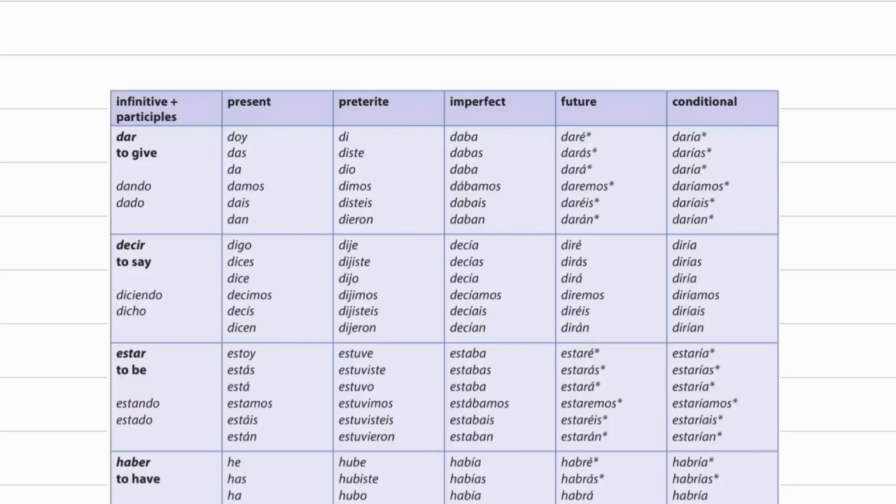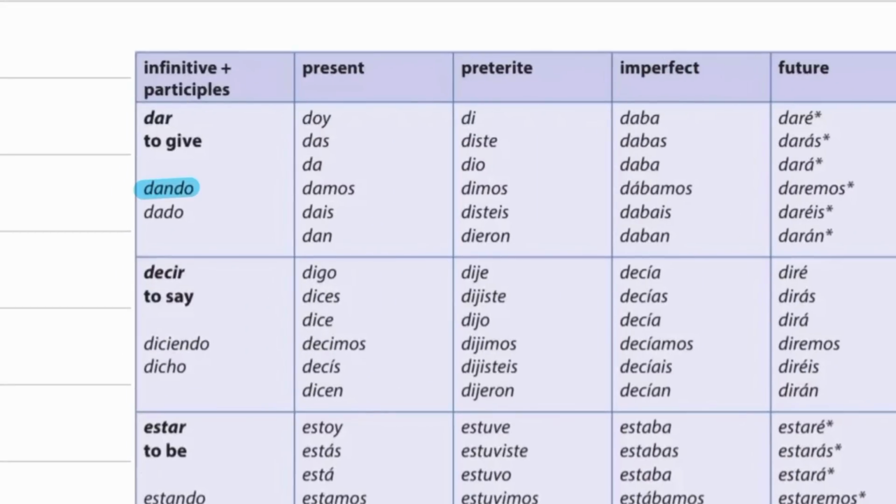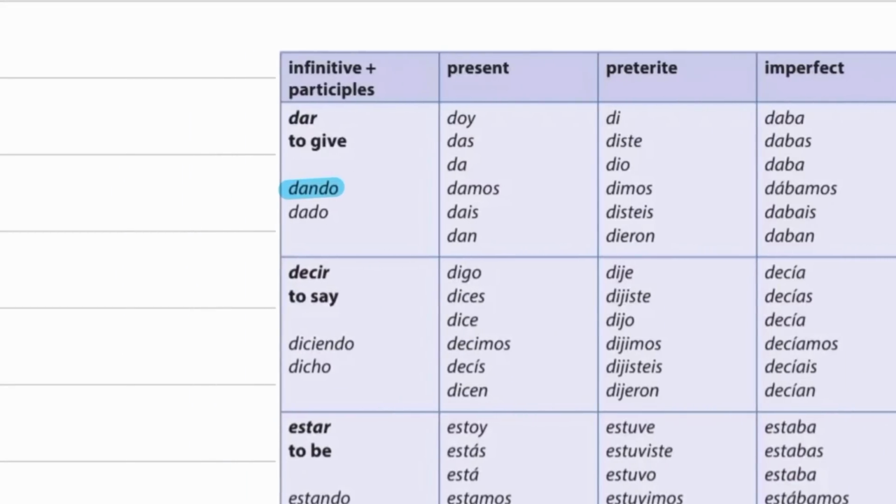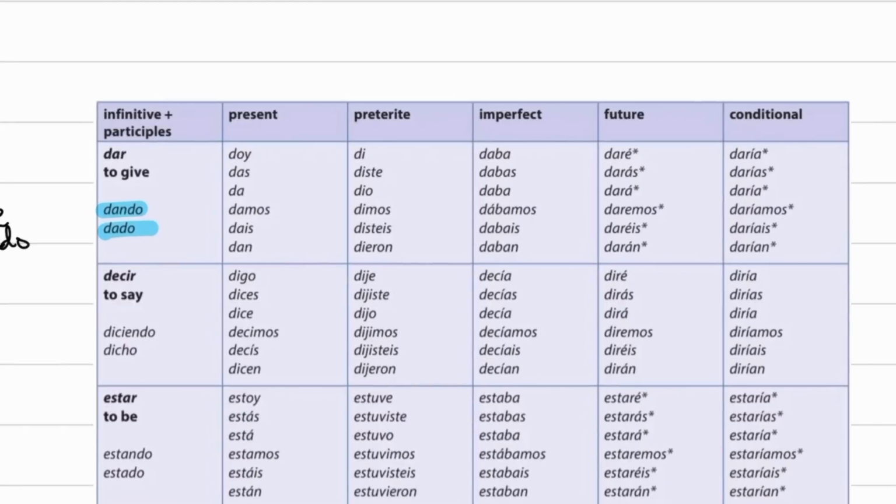So starting off with dar, a pretty good verb meaning to give. The present participle, so for example, if you were to say I am giving, that would be estoy dando, and I have given, he dado. So the present perfect tense, you would say something like he dado. So that's what these ones on the left are. Your present participle and your past participle, dando and dado, those are perfectly fine, those aren't irregular.